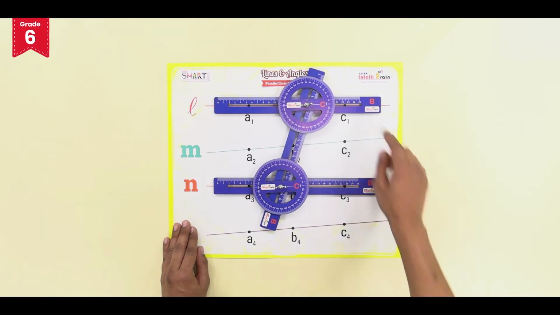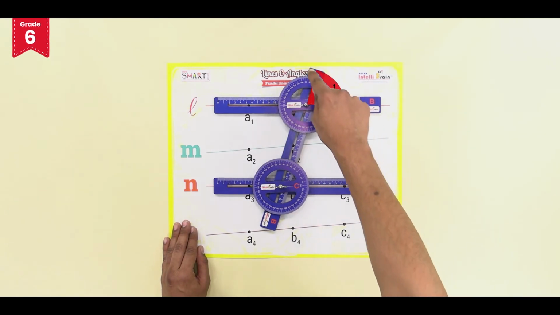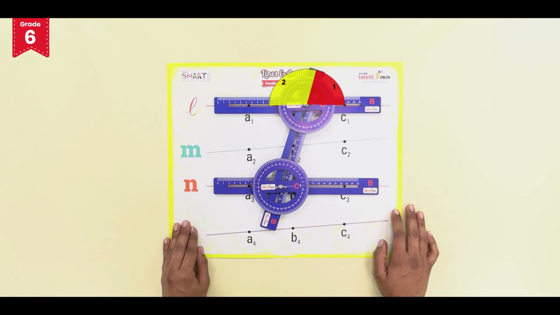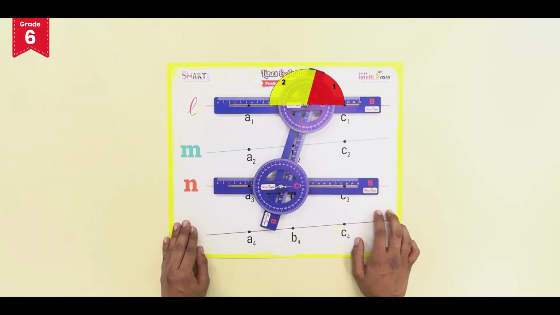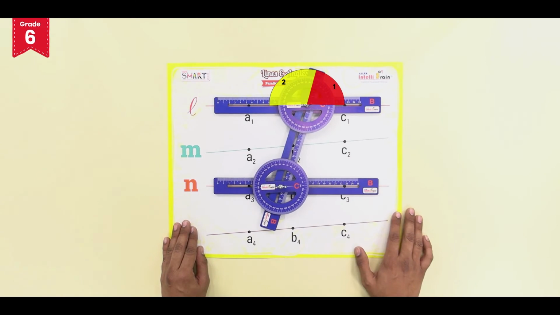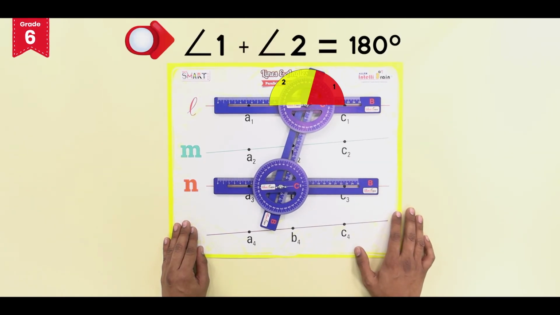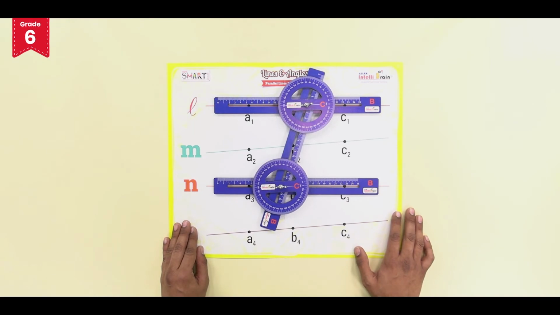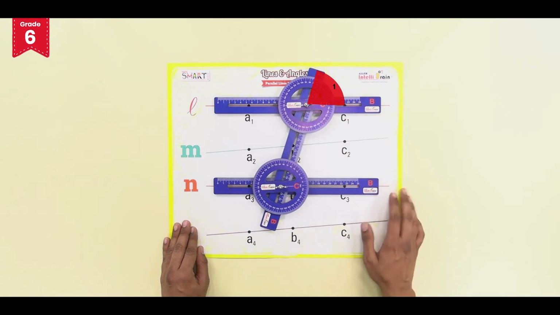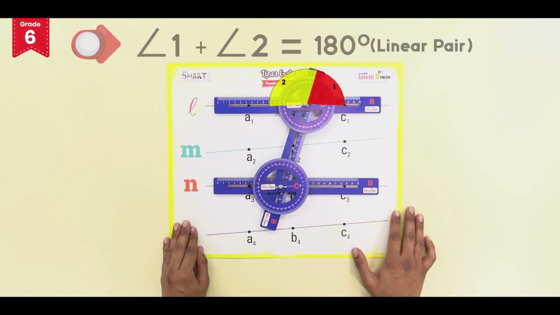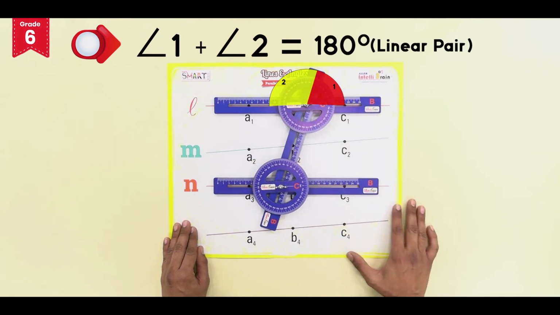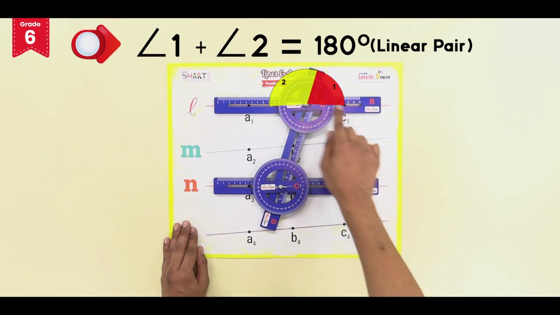We can observe that the sum of the measures of the angle 1 and the angle 2 is 110 plus 70, which is equal to 180 degrees. When the sum of the measures of the two angles is equal to 180 degrees, the two angles form a linear pair. Angle 1 and angle 2 form a linear pair as the measures of the two angles add up to 180 degrees, making a straight angle.